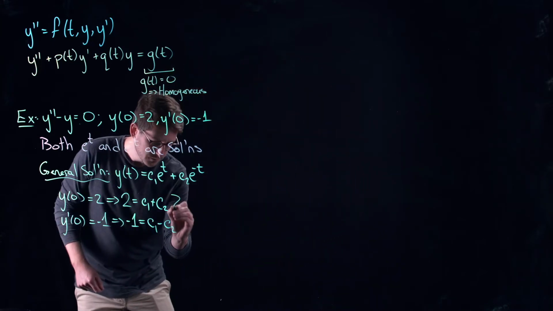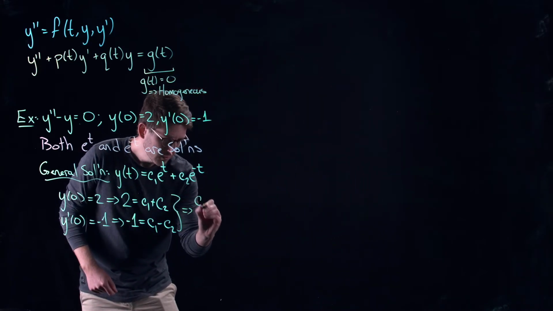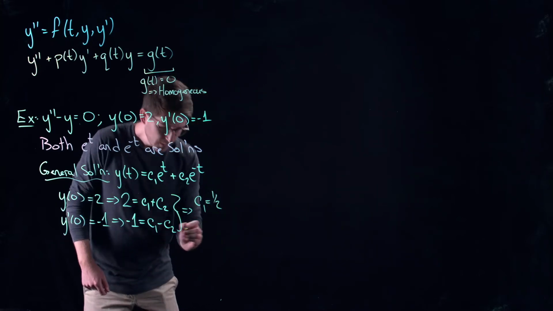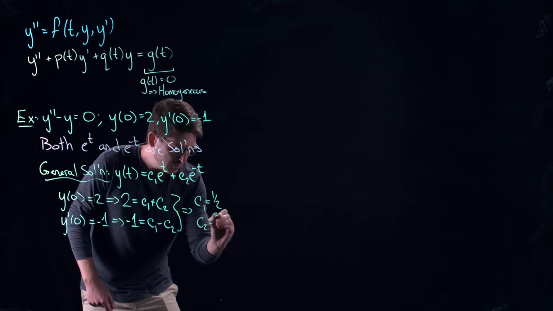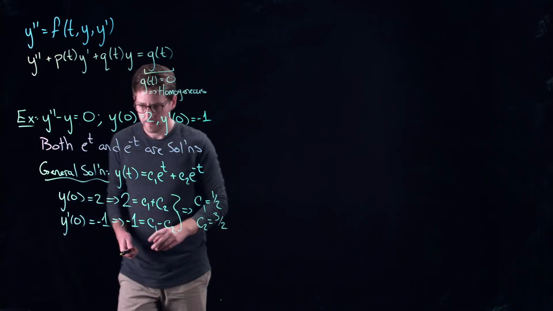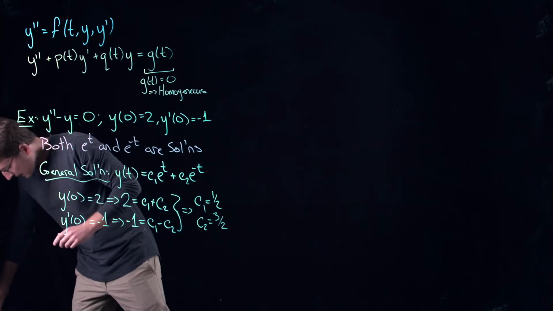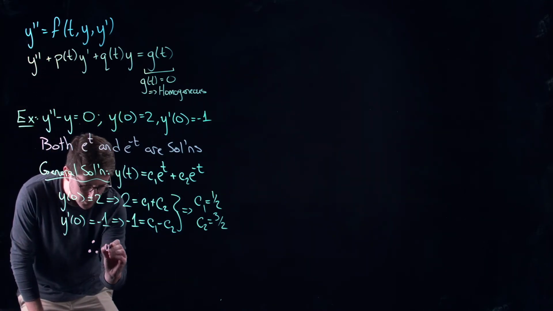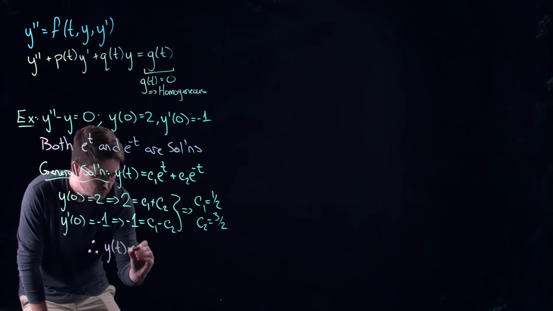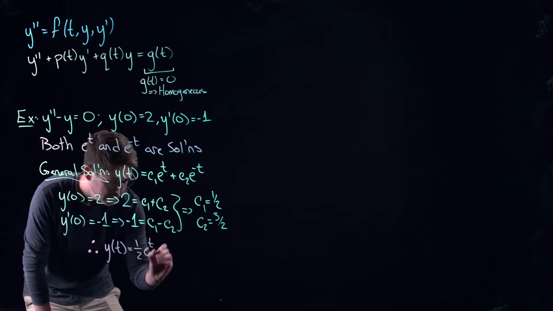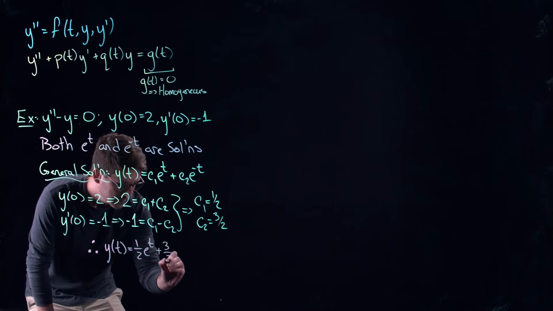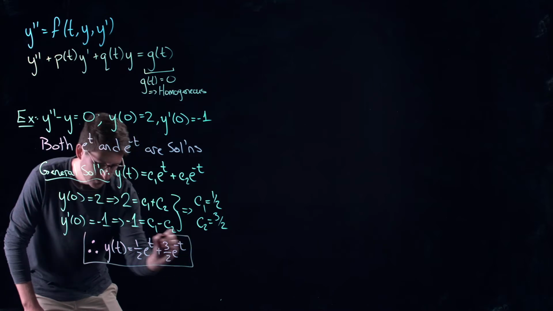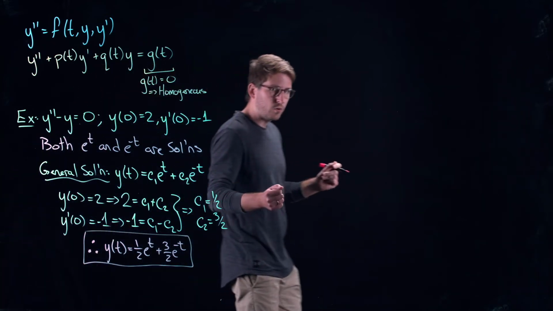And in fact, you solve it in whichever way you want. You can find that c1 has to equal 1/2, and c2 is equal to 3/2. But this is very, very nice because now I've got a solution to my differential equation. So y of t is equal to 1/2 e to the t plus 3/2 e to the minus t. That is the solution to my differential equation right there.